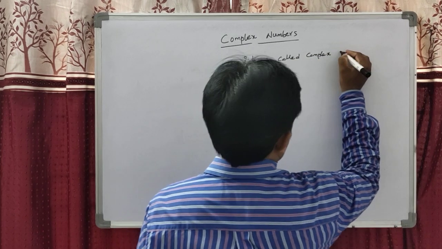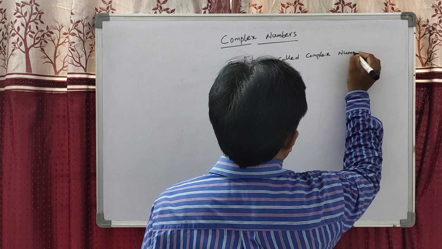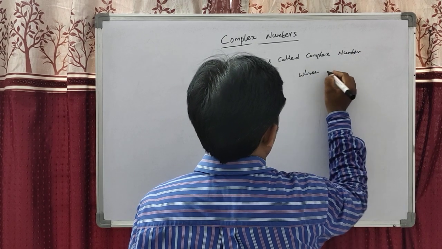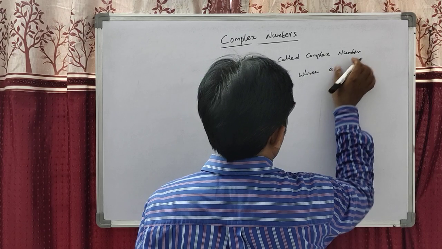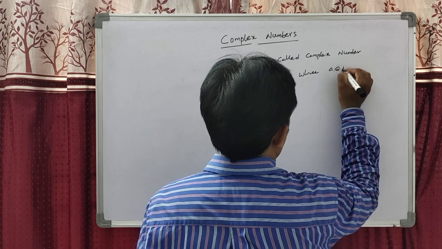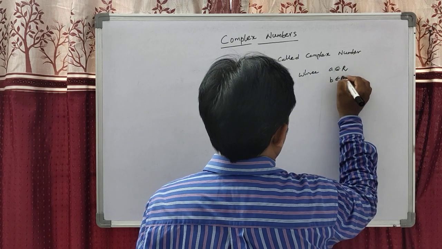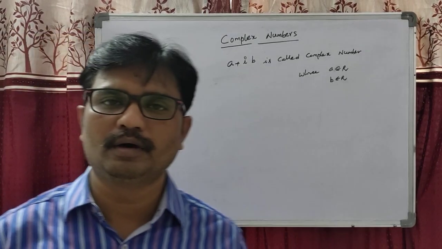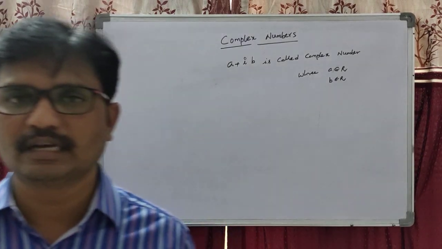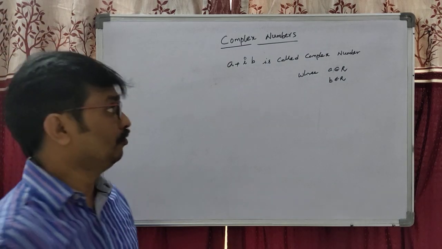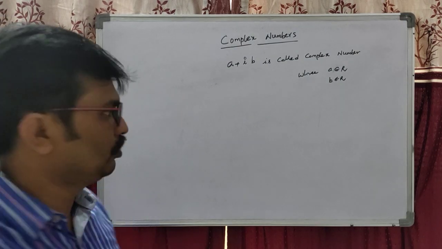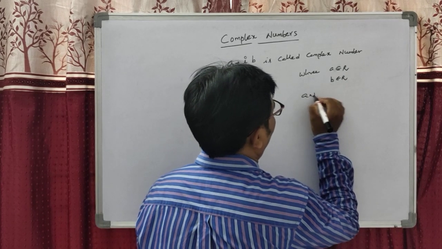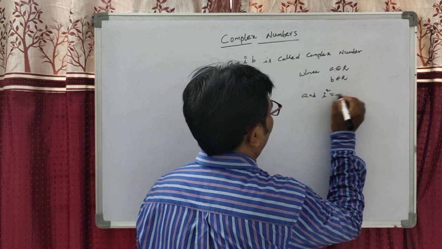Complex number, where a belongs to R and b belongs to R. If any number is in the form of a plus ib, then it is called a complex number, where a and b belong to R, and i square equals -1.